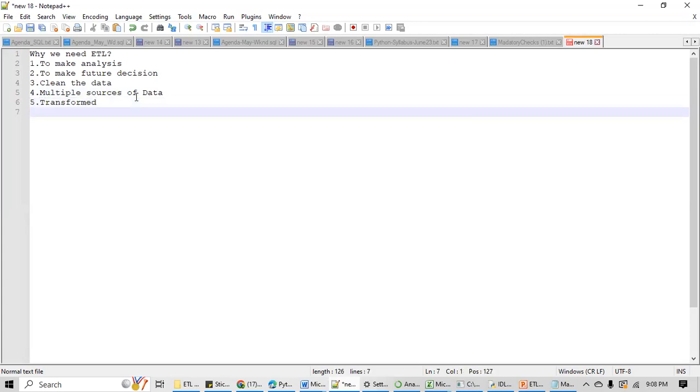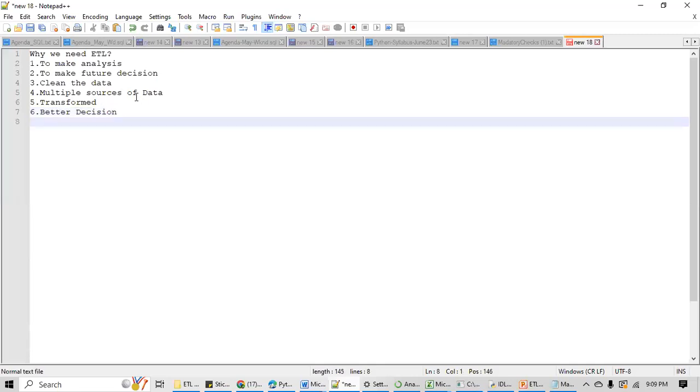Okay. Good. Any other? Transfer data from OLTP to OLAP. This is a little bit more technical. Anything else? I'm asking for the layman term. To be able to make better decisions based on data-driven analysis. Better decision. Okay. Anything else?